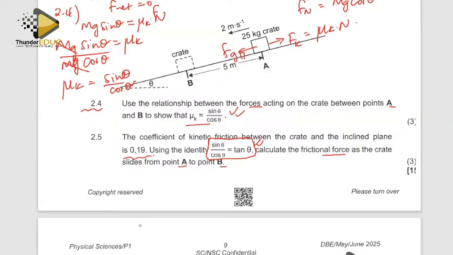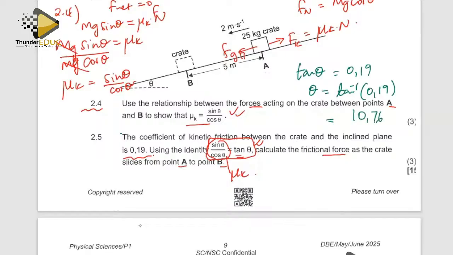Now, one thing we need to know is that sine of theta over cos of theta must give us the tan of theta. But we said this is representing the coefficient of friction. So what is that going to be? Let me change this around and say that the tan of theta is equivalent to 0.19. So let me get the theta, which is shift tan of 0.19, and that gives me 10.76 degrees. So this is the new angle that we're dealing with.